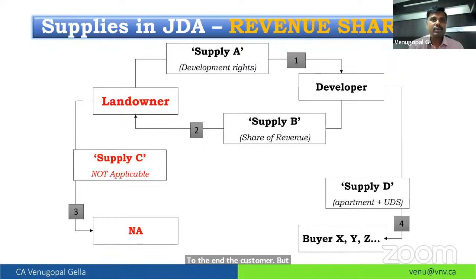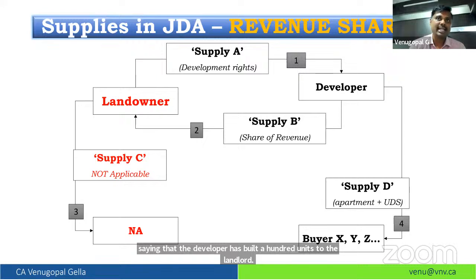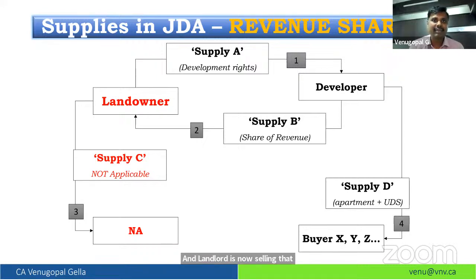But Praveen sir, if you see practically the documentation that happens and the signing, the landlord will not be in the picture. Why landlords choose the revenue sharing model is, I don't want to be in the picture. I want the builder to handle all the sales transactions and everything, right? But assuming for a moment we swap it, saying that the developer has built 100 units for the landlord, and the landlord is now selling that and sharing the revenue, then why would it at all be a joint development agreement? It will be a straight works contract, construction services, no?